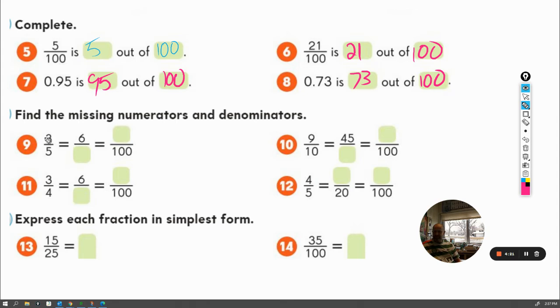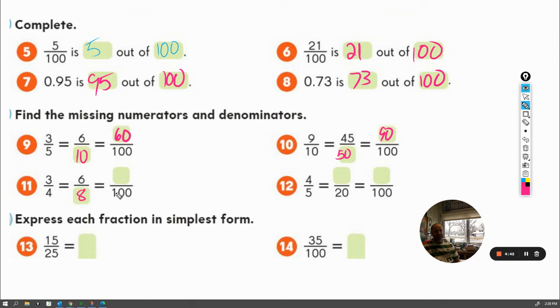Okay. 3/5. 3 times 2 is 6. 5 times 2 is 10. 10 times 10 is 100. 6 times 10 is 60. 9 times 5 is 45. 10 times 5 is 50. 50 times 2 is 100. 45 times 2 is 90. 3 times 2 is 6. 4 times 2 is 8.